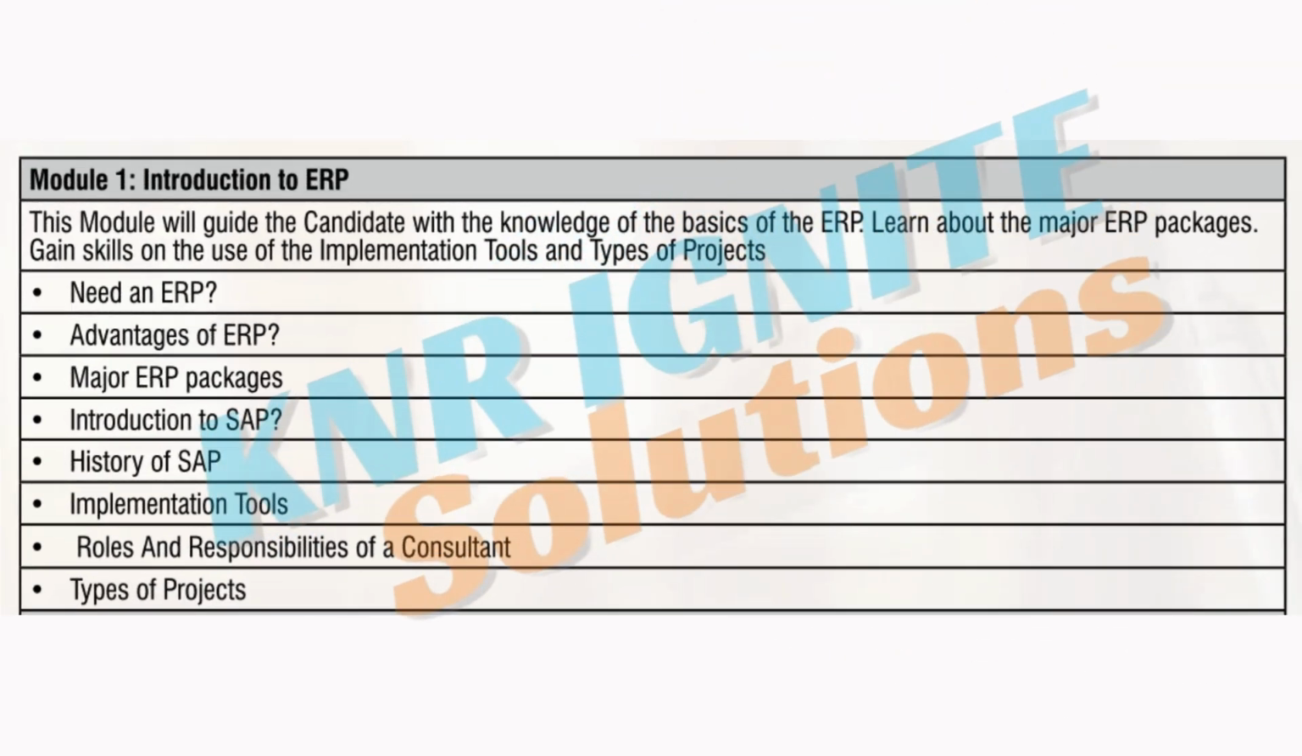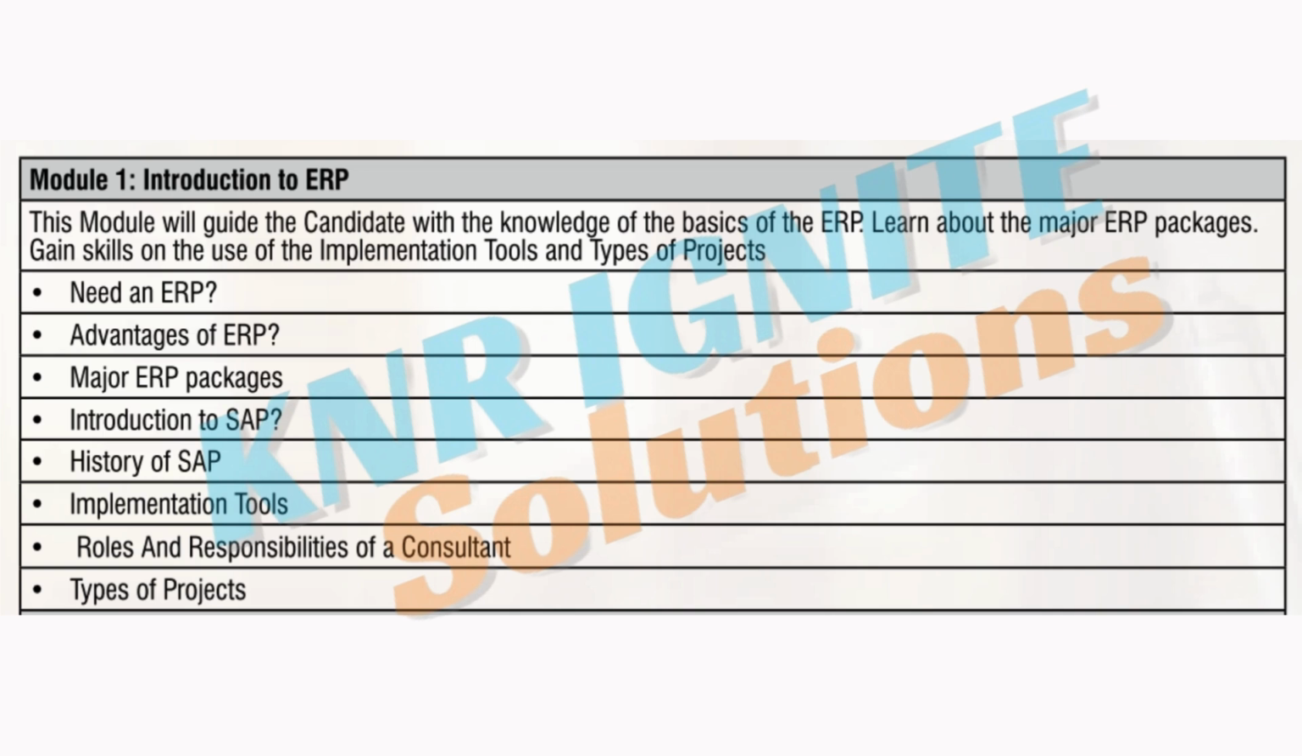This has been majorly divided into multiple sections, or you can call them modules. The first module which we are going to cover is the introduction to ERPs, like what is the need of ERP in any business, advantages of ERP, major ERP packages that are available across the businesses, and introduction to SAP, a little bit of history, implementation tools that we use, roles and responsibilities of a FICO consultant, and what are the various types of projects that we have.